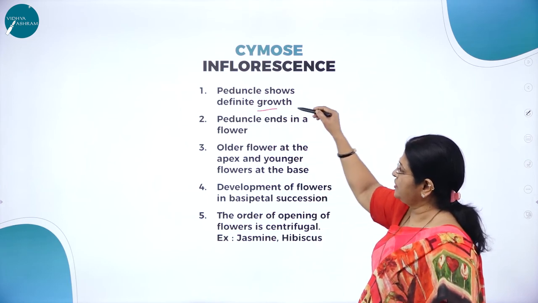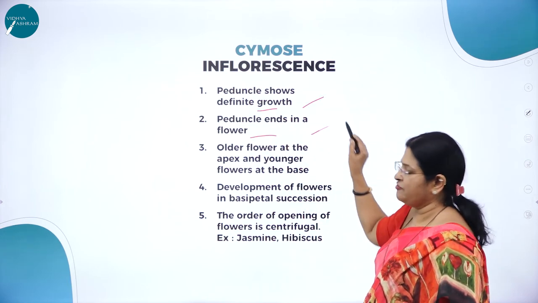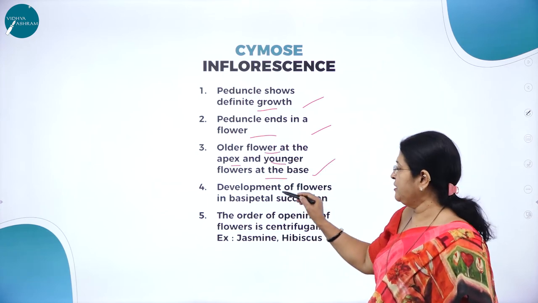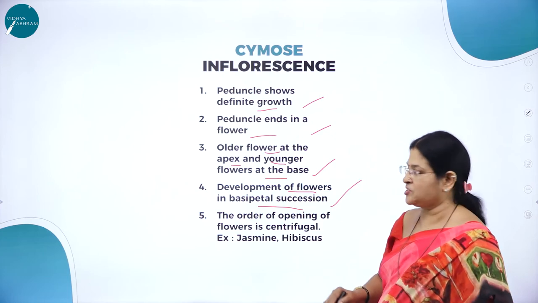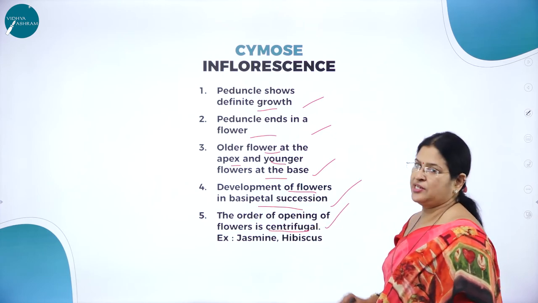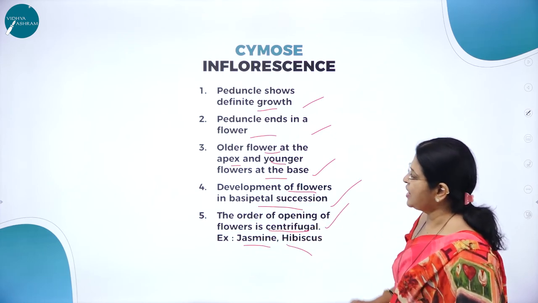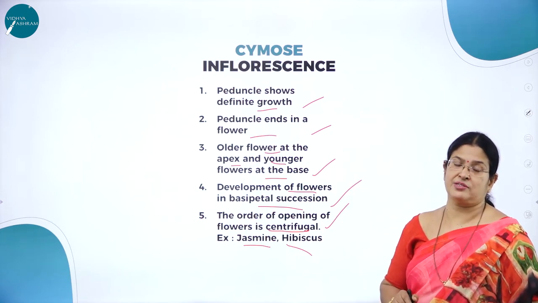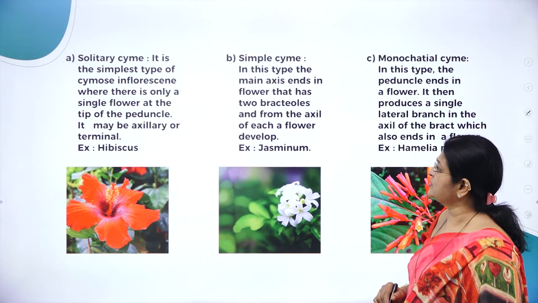The peduncle shows definite growth. Peduncle ends in a flower. Older flowers are at the apex and younger flowers are at the base. Development of flowers is basipetal succession and the order of opening is centrifugal. Example, jasmine and hibiscus. Now we have studied the features of cymose inflorescence. Now let us study the examples.